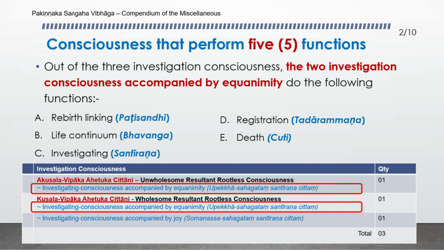So when there are 2 consciousness that are accompanied by equanimity, you will do the rebirth linking, life continuum, investigating, realization, and death. So out of the 3, 2 of them are accompanied by equanimity, do the following function. Okay, these 5 of them. So 3 investigation, 2 of them will perform this 5 function. So you need to know about this breakdown.